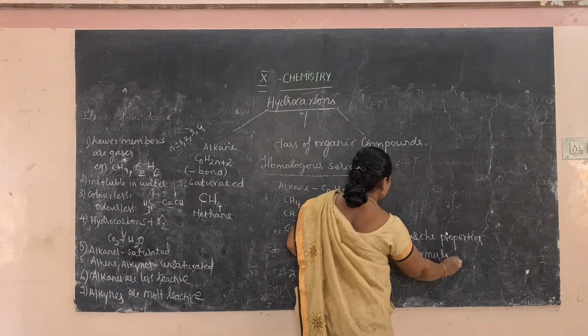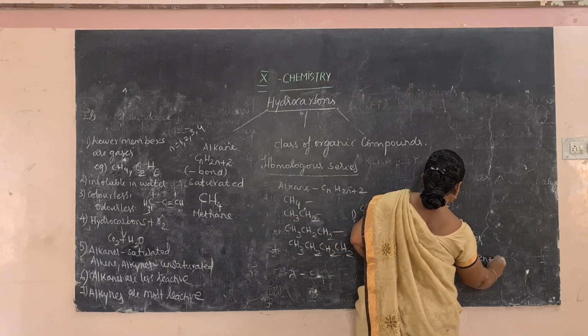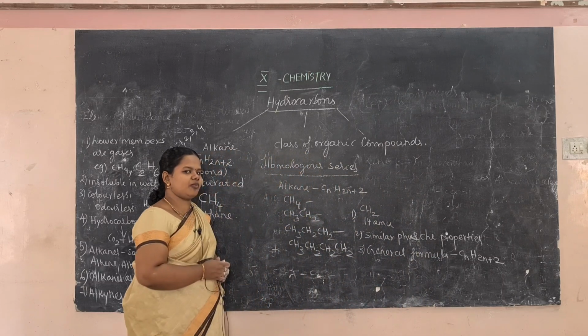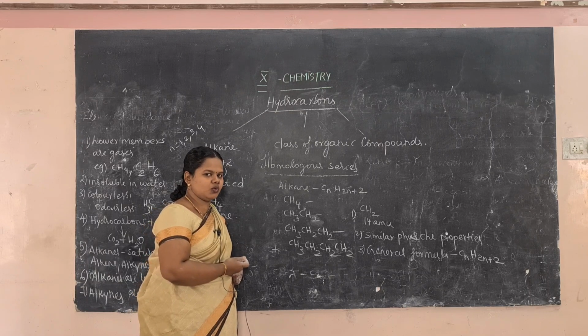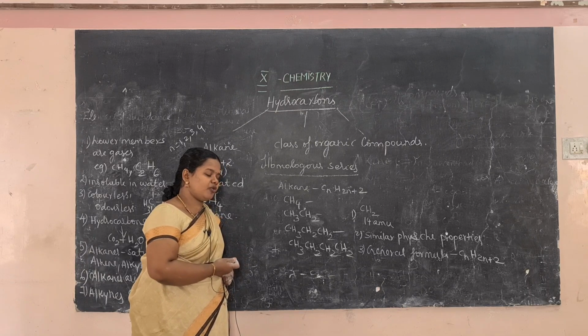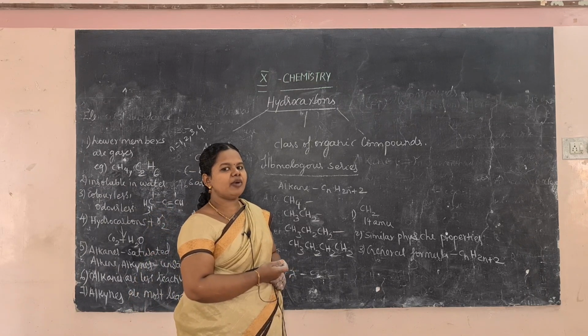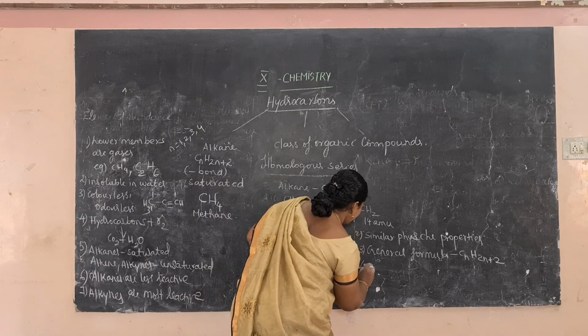For example, the alkane family has the general formula CnH2n+2. The homologous series will have similar chemical properties, and the members will have the same type of structure also. Then only it has similar physical properties. Then the homologous series can be prepared by similar common methods. The homologous series can be prepared by the same method.